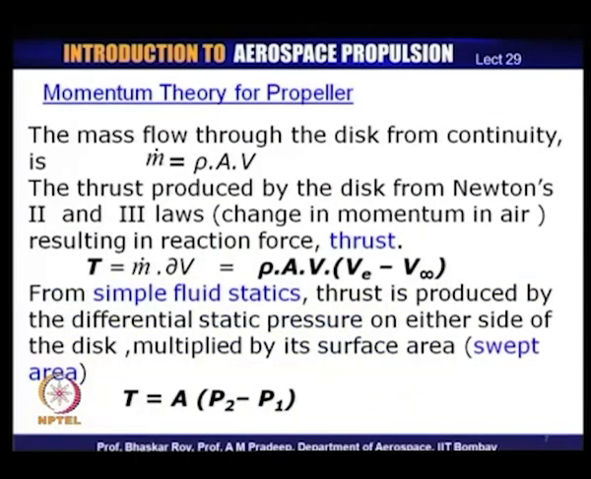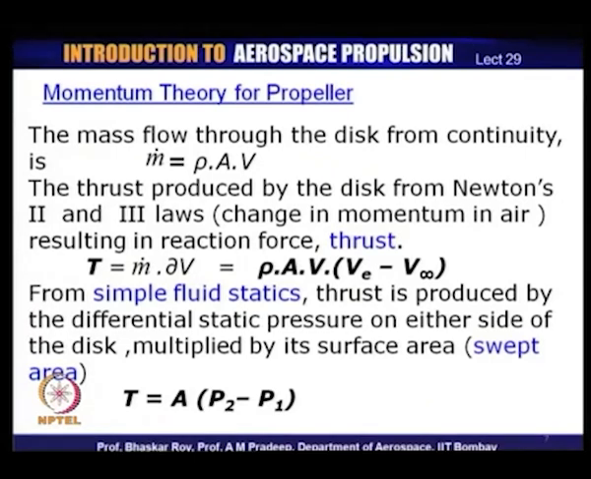The mass flow through the disk, from general continuity that we normally use, can be written as m dot equal to rho A V, where rho is the density of air, A is the area of the actuation, and V, of course, is the velocity with which the flow is flowing at any given point in that domain.